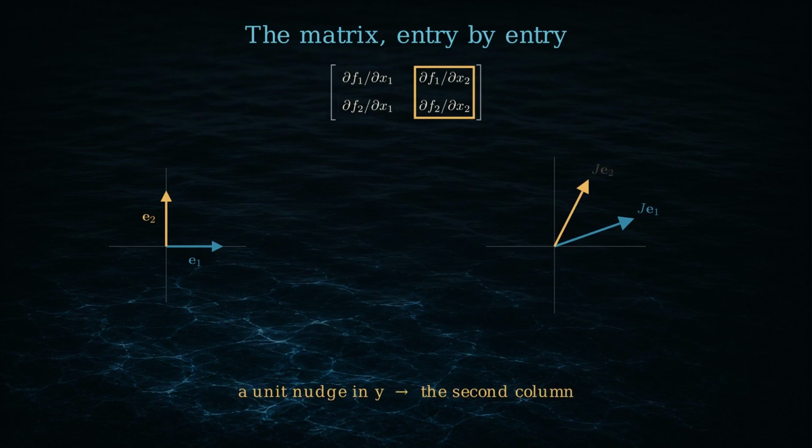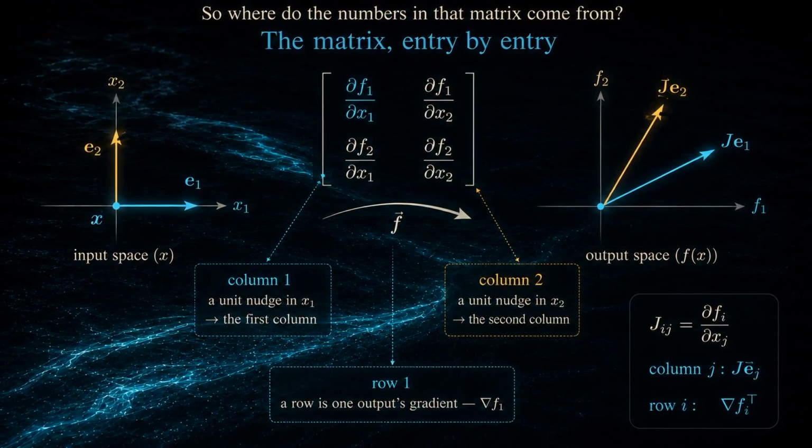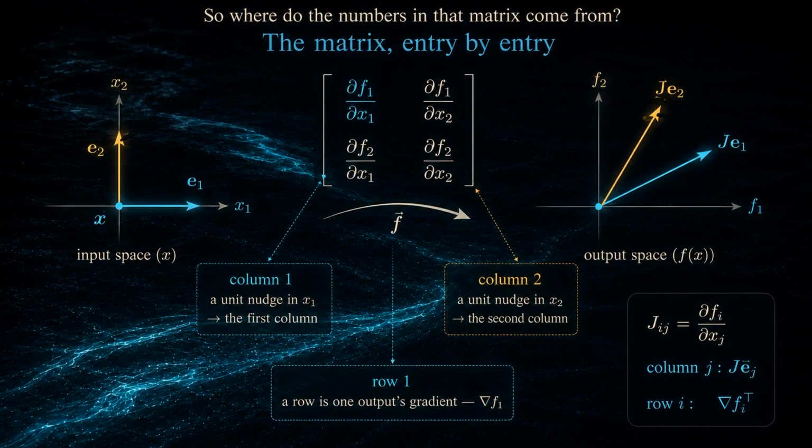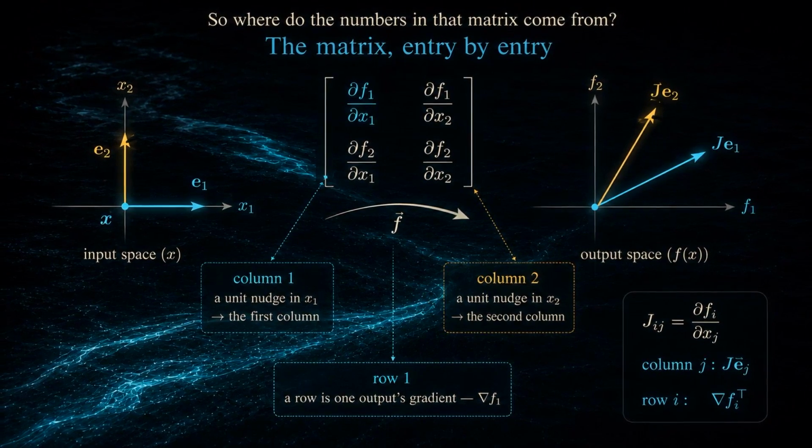Now read the grid the other way. Across a row, and you find something just as familiar. Each row is one output's gradient, the slopes of that one output in every input direction. 4 numbers, and each has a job. Entry i, j is the partial derivative of f_i with respect to x_j, how output i moves when you nudge input j, and nothing else.